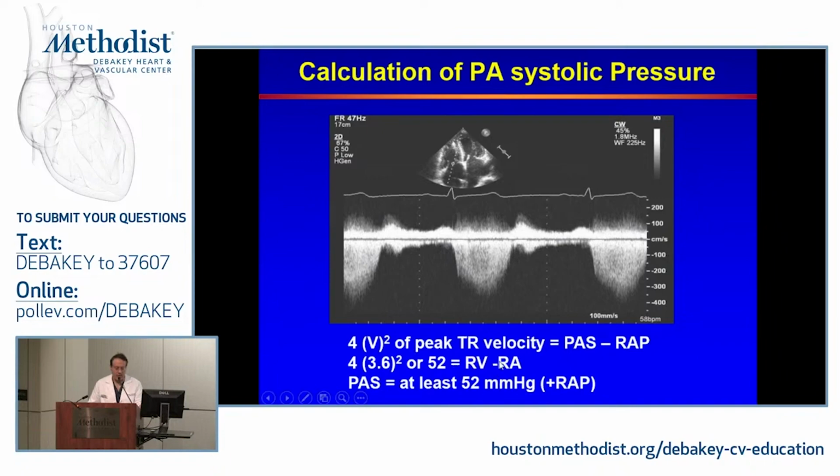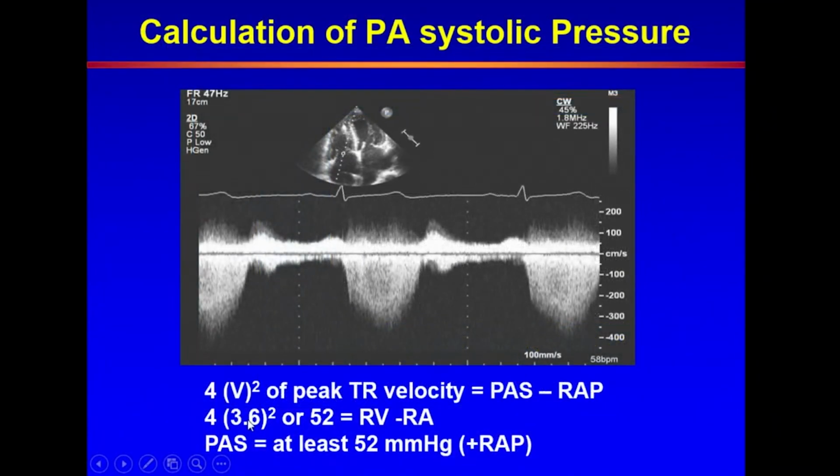In this example, without me adding any right atrial pressure, I know that the RV systolic is at least 52. I'm saying RV systolic and I'm showing PA systolic. Are they the same? If there is no stenosis, be it infundibular or valvular, the RV systolic pressure should be the same as the PA systolic pressure. But if you're looking at cases with congenital heart disease, patients with prosthetic pulmonic valves, be aware that the RV systolic can be different from the PA systolic.